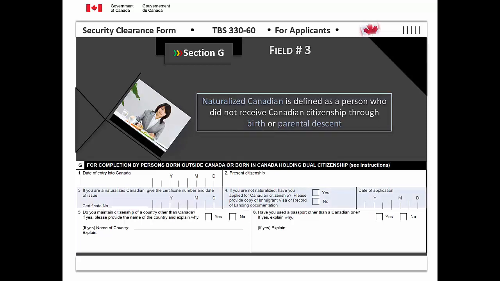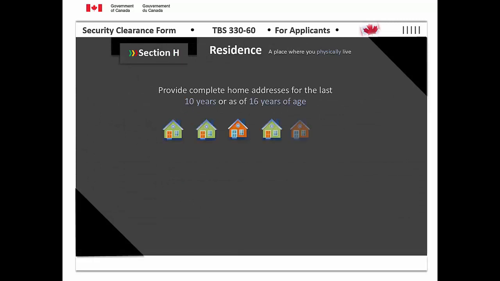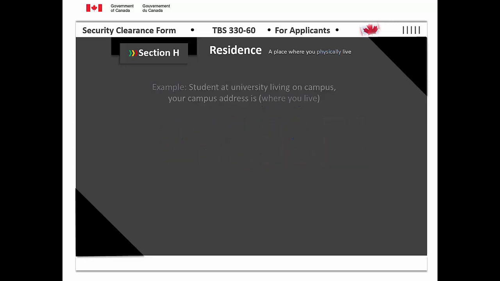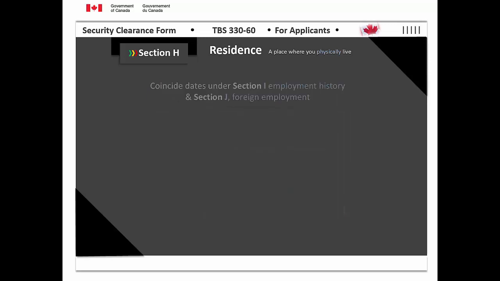In Section H, for residence, you must provide complete home addresses for the last 10 years, or as of 16 years of age. A residence is considered a place where you physically live. Example: if you are a student at university and you are living on campus while studying, your campus address is considered your current place of residence, where you live.